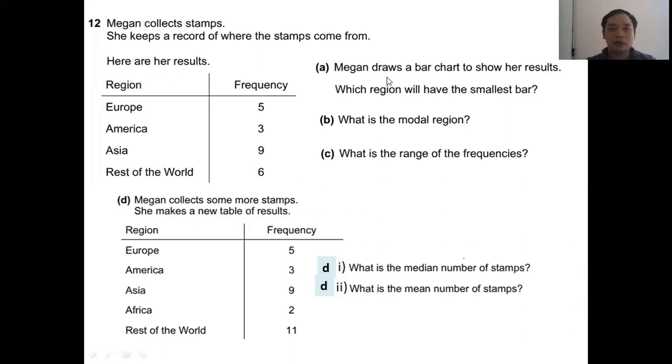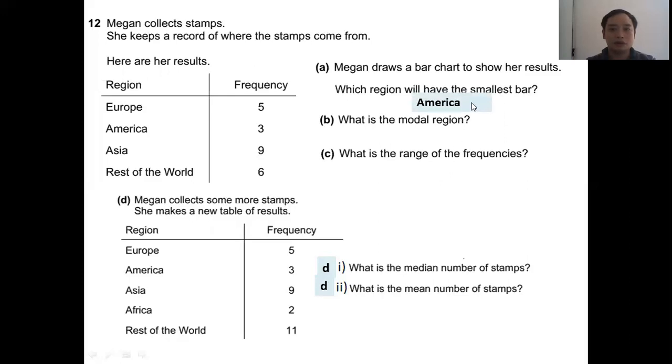A. Megan draws a bar chart to show her results. Which region will have the smallest bar? B. What is the modal region? C. What is the range of the frequency?